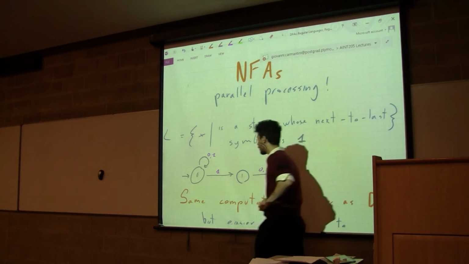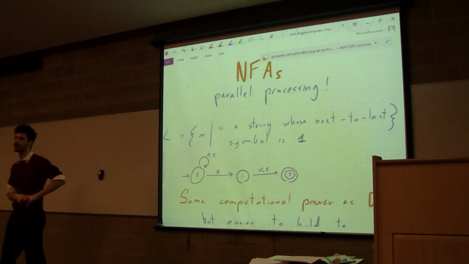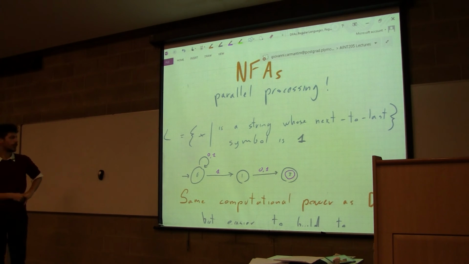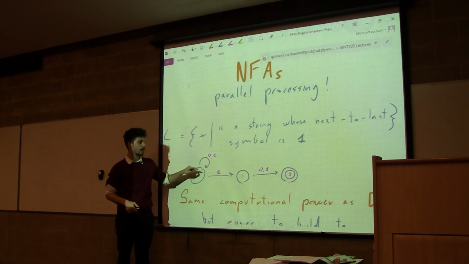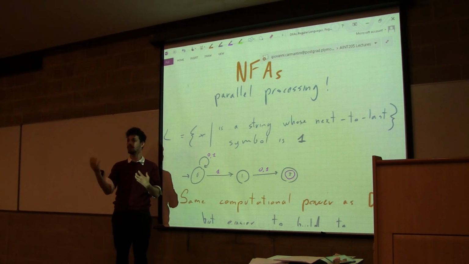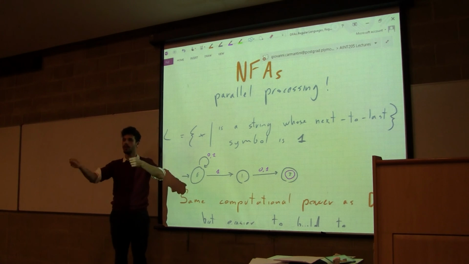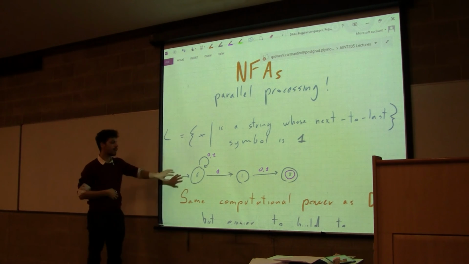Let's say that my string is 0, 1, 1. Where does it go first? We have two 1s, right? So we have two transitions for the same state with the same symbol. So which one do we take? We take both, okay?